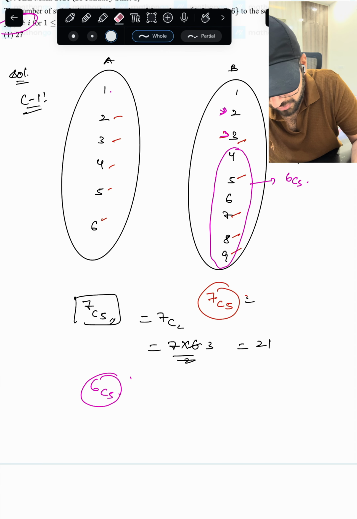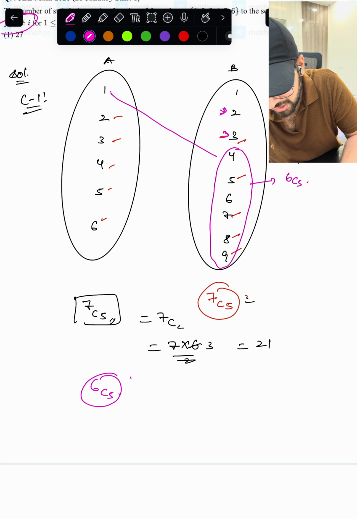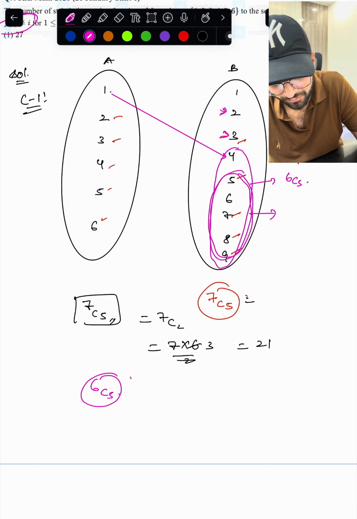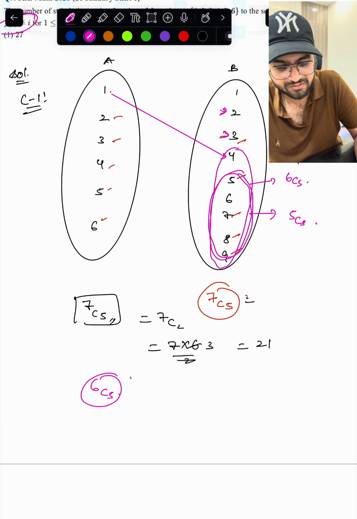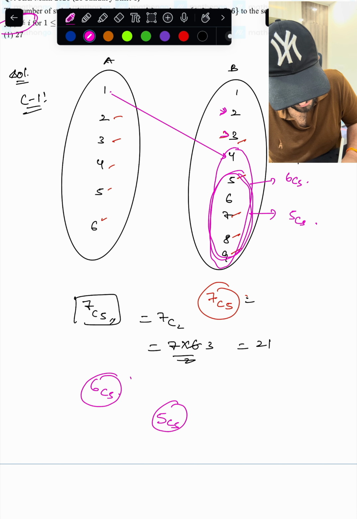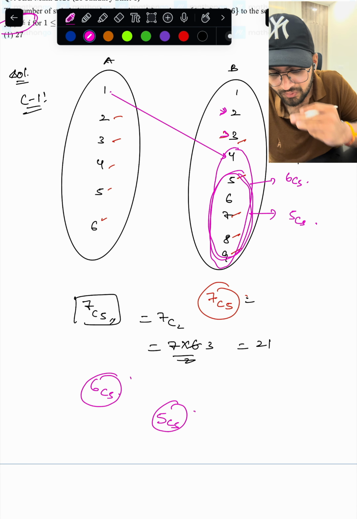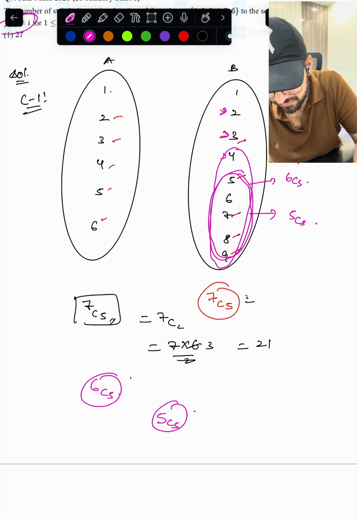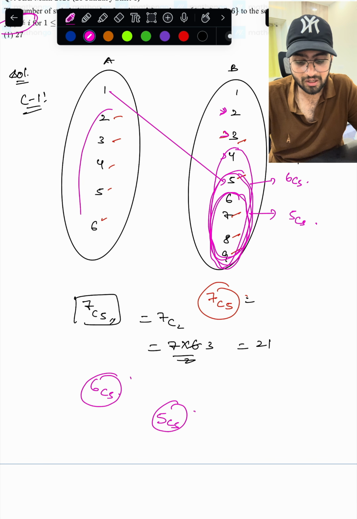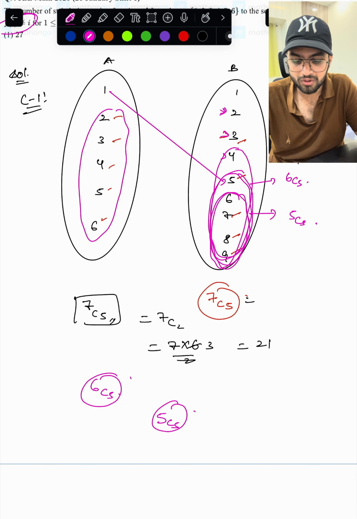And another case is I can map 1 with 4, right? I am left with 5 numbers and I can select any 5, that means 5C5 ways. So another case is 5C5 ways. Now suppose I map 1 with 5, I am left with only 4 numbers. But we have to map 5 more numbers and they have to be more than 5 only. So is it possible? No. So in this case it is not possible.